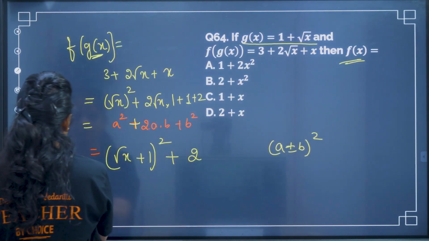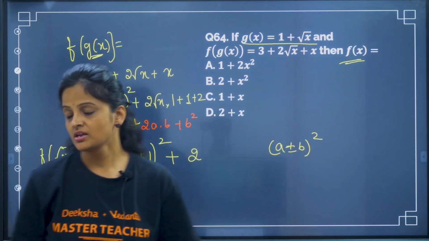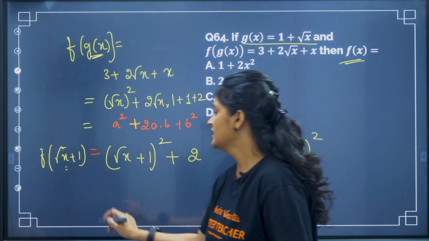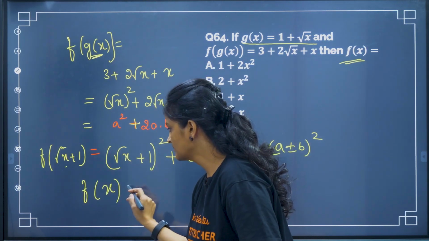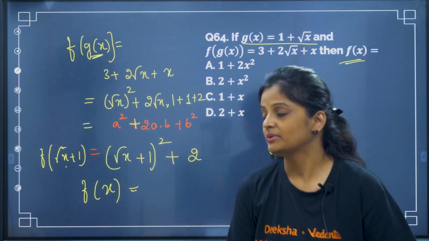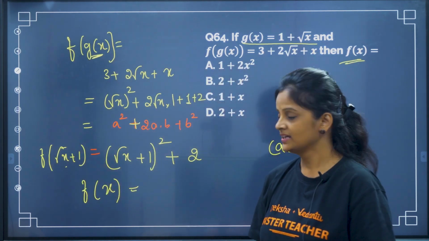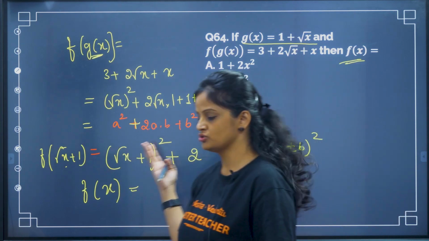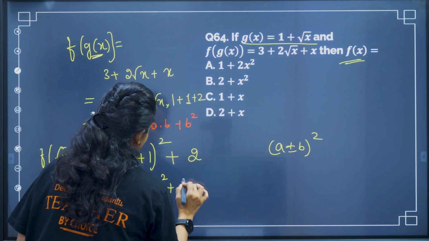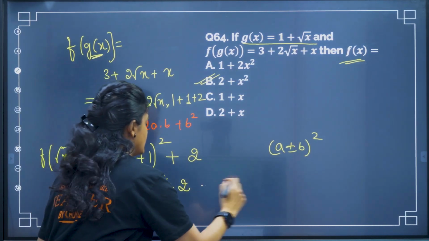g of x is given here as root x plus 1, right? That means whatever you are putting here, the same thing you are getting back. If I substitute x here, what should be my function? Think and tell me. In the place of root x plus 1, if I am putting x, what will be the answer? You have the options also to support you. Yes, very good. Those who have taken option B, x square plus 2, that is right.